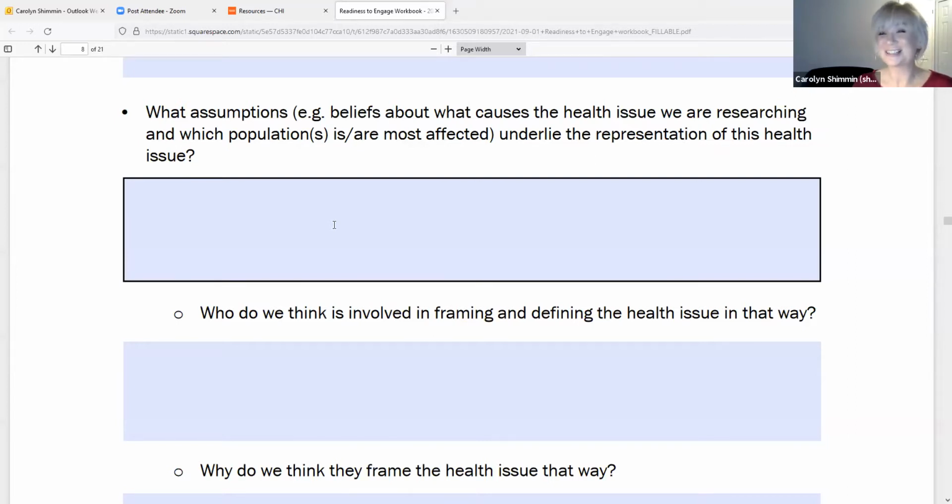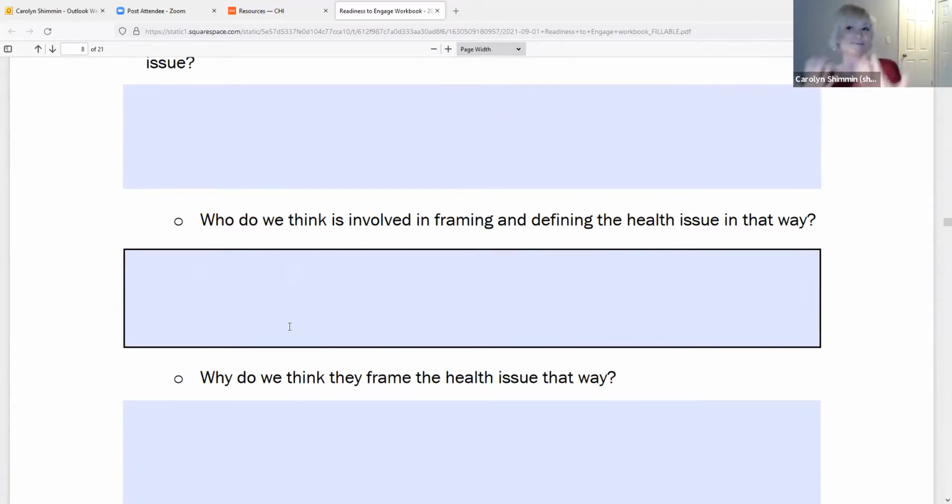We don't always think about it. I think probably as health researchers, we often think like this is a very objective process. We identified this question, but really think about as a group, when you're getting together, think about who has been involved in framing and defining the health issue in a certain way. And think about things like the pathologization, the medicalization of difference that goes on sometimes within the healthcare system.